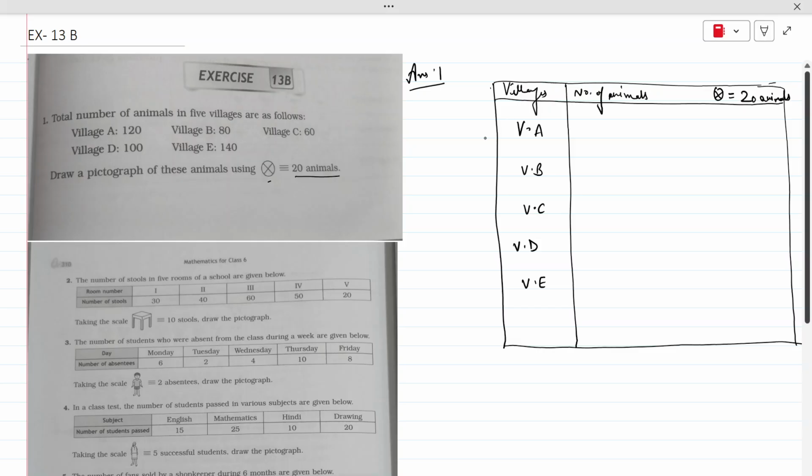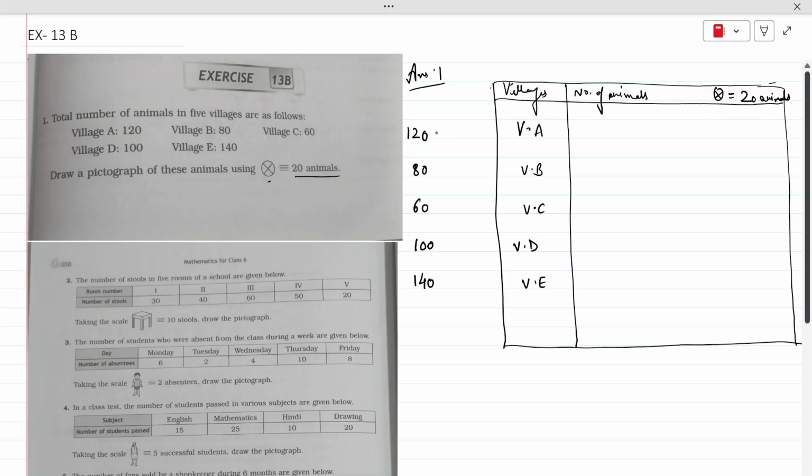Okay, so kids, the data which is given to us, I am writing as a rough part in the left side, that is outside this chart. So for village A we are given 120, for village B 80, village C it is 60, village D it is 100 and village E it is 140. And also we are given that one cross symbolizes 20 animals.